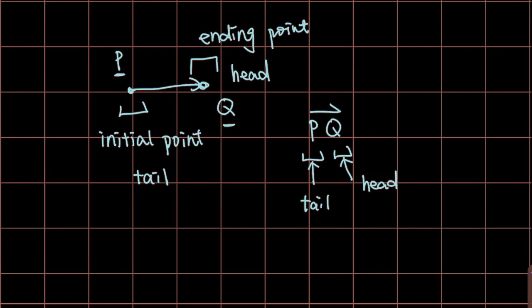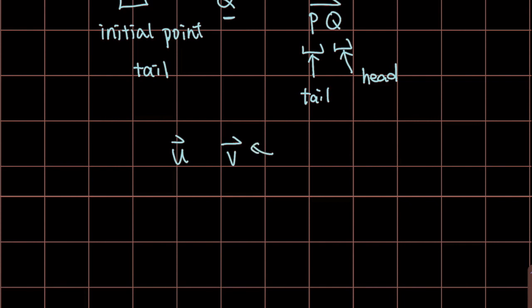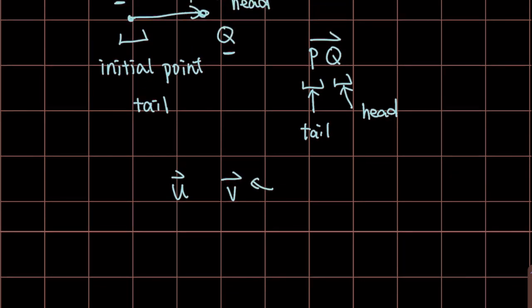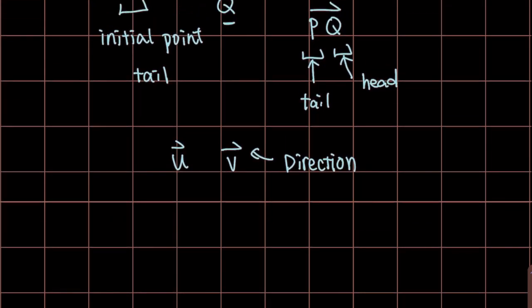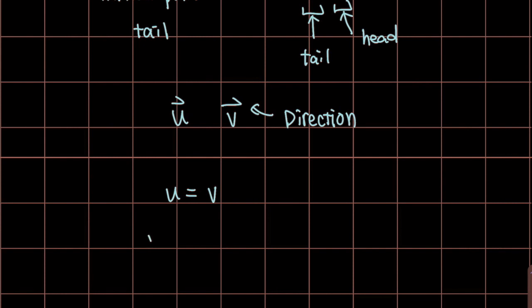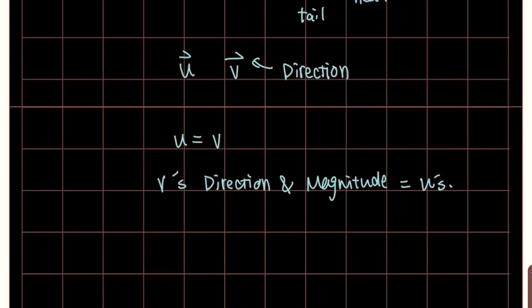Sometimes we can also show a vector as a single character, like U or V. That is the common way to show that. We need to write an arrow on it because that shows the direction. Okay, and sometimes, if we want to say that 2 vectors are equal, for example, if U equals V, it means that V's direction and magnitude are equal to U's.